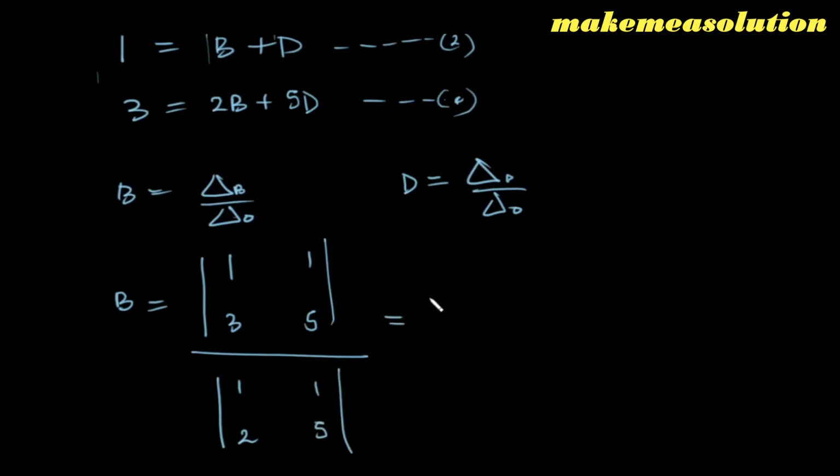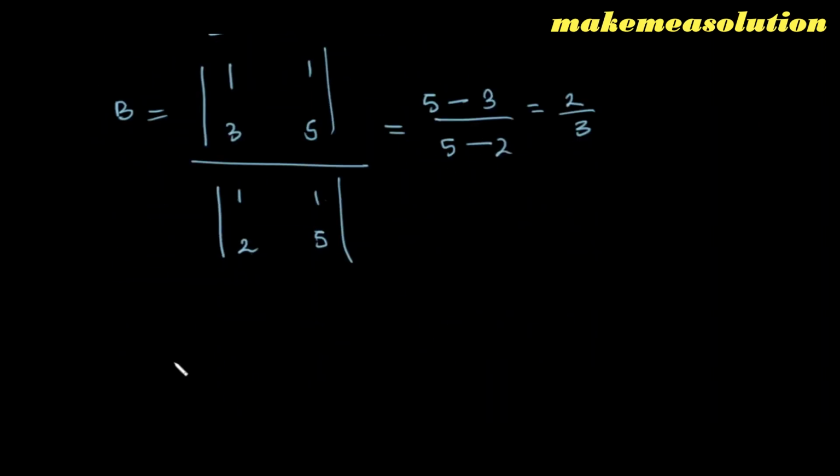And this is going to be 1 times 5 is 5, minus 3 times 1 is 3, all over 1 times 5 is 5, minus 2 times 1 is 2. So this is 2 over 3 for the value of b. Then how do I get my d? To get d is equal to what? Delta d over delta naught.